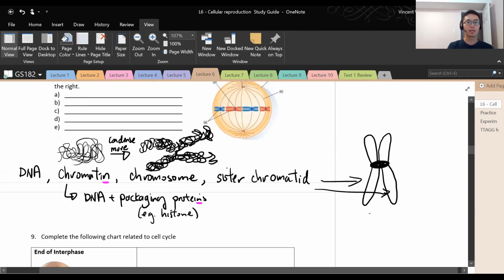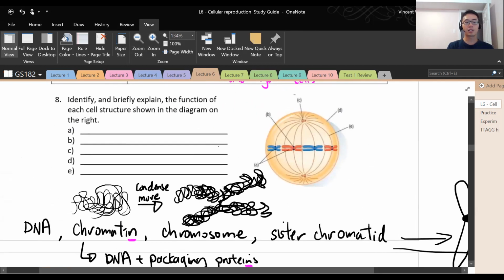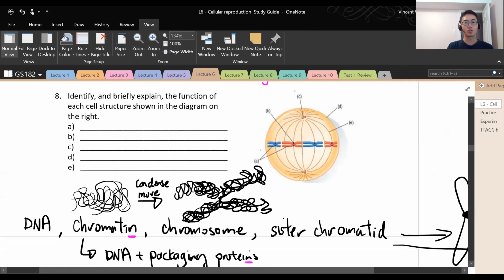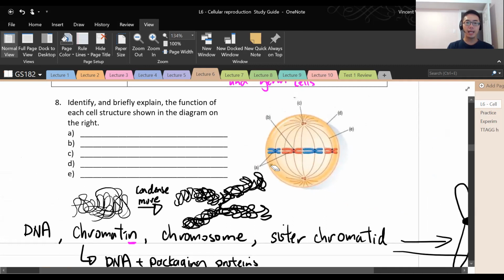Those are the differences. Hey, let's look at this picture. Identify and briefly explain the function of each cell structure. A is pointing at the chromosome, I believe. Chromosome. What that does is it contains genetic information.